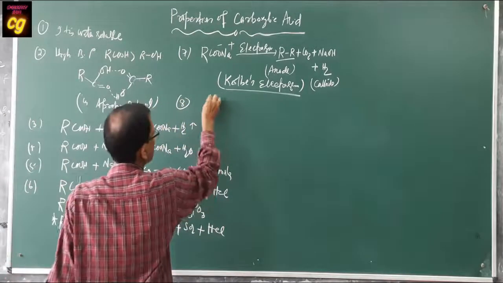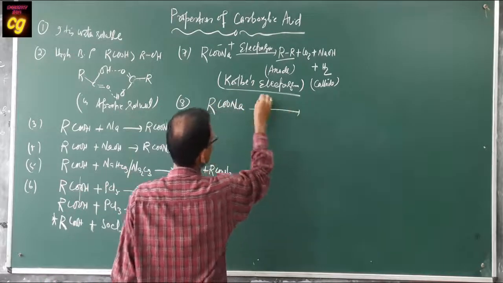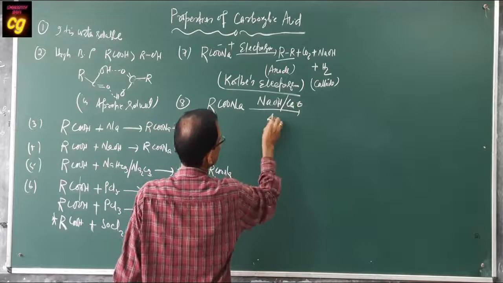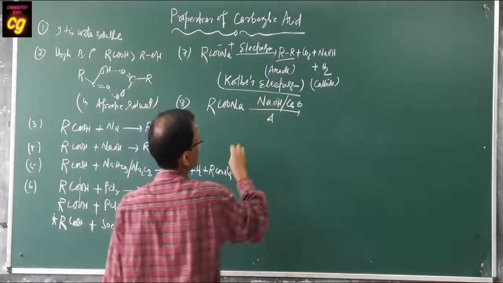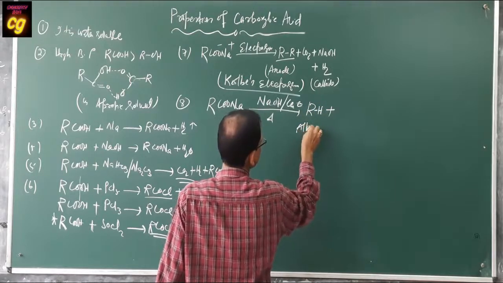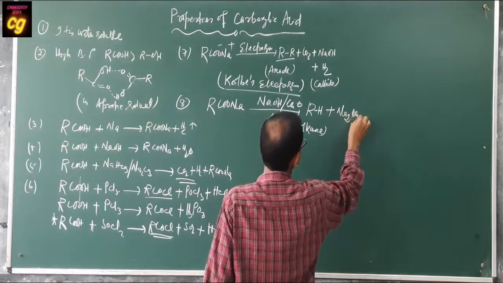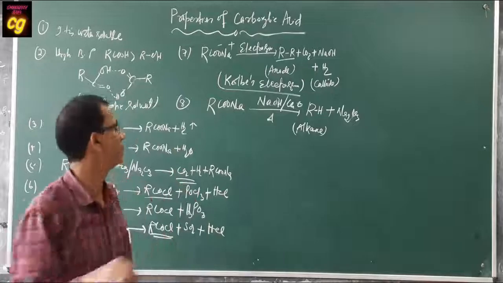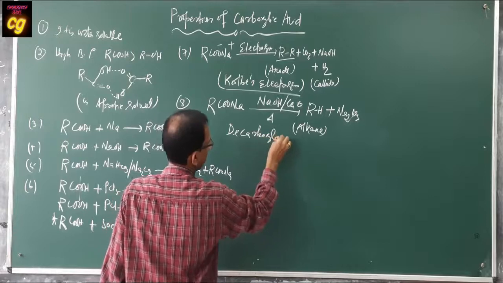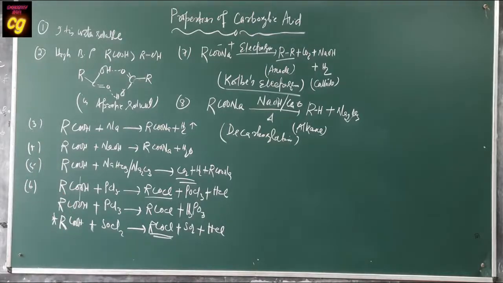Then the decarboxylation reaction. If you take the sodium salt of acid and heat it in the presence of soda lime, it produces alkane RH and sodium carbonate. This reaction is called decarboxylation. You have read it in class 10. Decarboxylation reaction is the preparation of alkane.